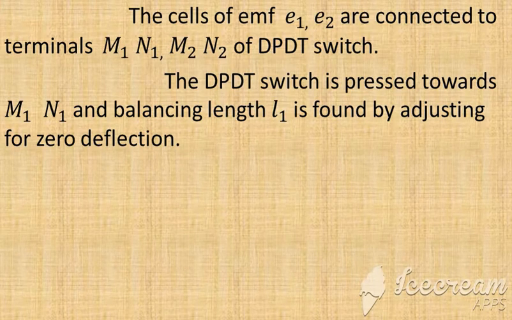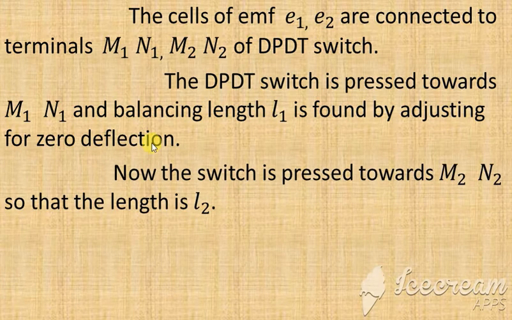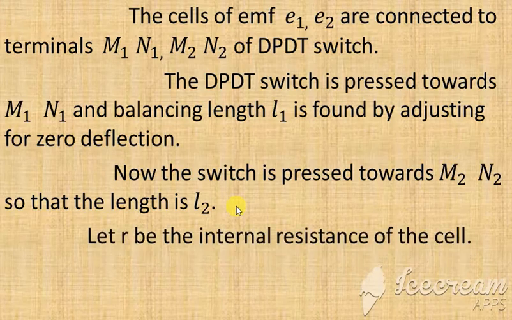When the DP/DT switch is pressed towards M1 N1, the cell E1 is connected. When E1 is connected, let us take the balancing length to be L1. When it is switched over to M2 N2, the cell E2 is connected, and we take the balancing length as L2. Let R be the internal resistance.